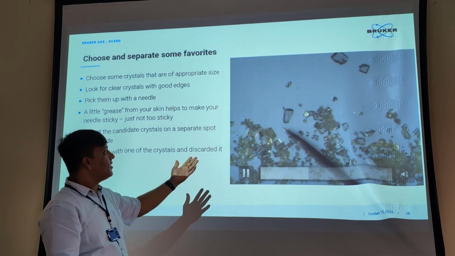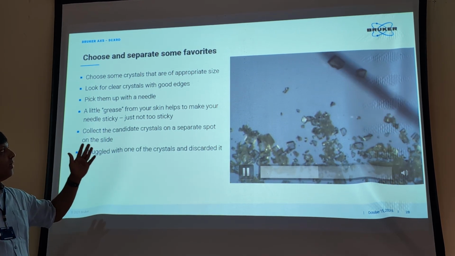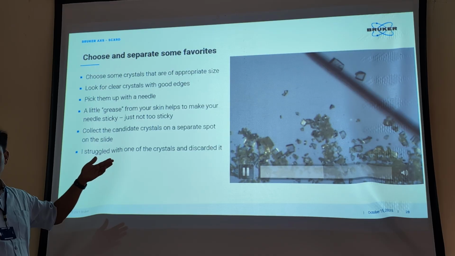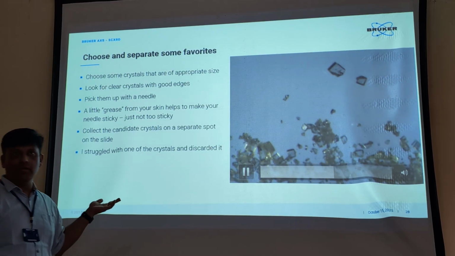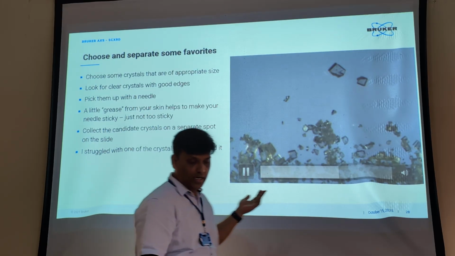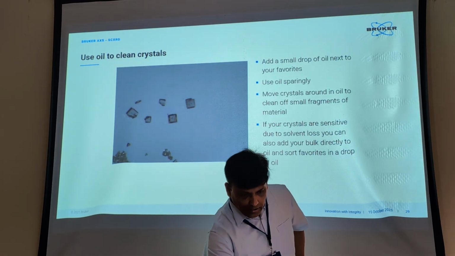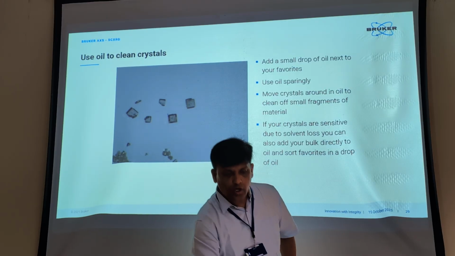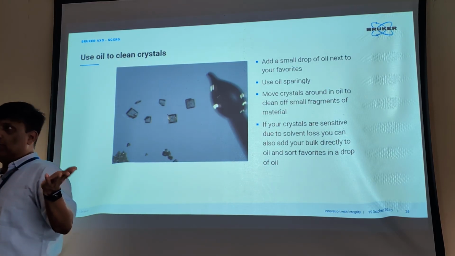Okay, so what he is trying to do is, with the needle, keep some crystals on one side of the glass slide. This may be an ideal candidate for a diffraction experiment. Once he puts those there, the next step is he will put a drop of paratone oil or an NVH oil, which is supplied with the diffractometer.